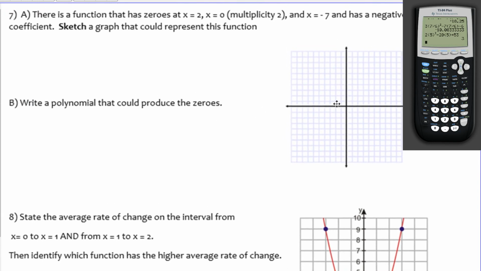So on my graph right here, let me make it a little bit larger. Okay, so I'll leave it. I'm going to say x equals 2, x equals 0, and x equals negative 7, which is way over here. Okay, so I just put down points on there. I know the graph is going to travel through these points.